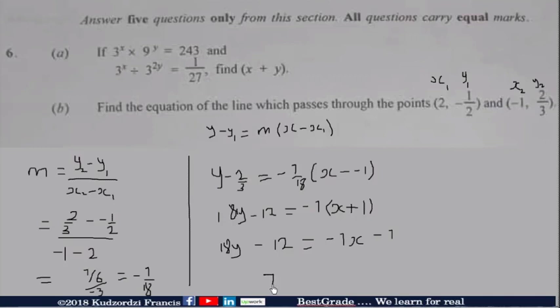Now let's rewrite it in standard form. We are not grouping like terms, but writing in standard form. So 7x comes here to become positive. So plus 18y over here is equal to 12 plus negative 7, which will give us 5. So this is the standard form of the equation. Because you are not required to leave it in any form, I will leave it in standard form. So this is the required equation of the line.